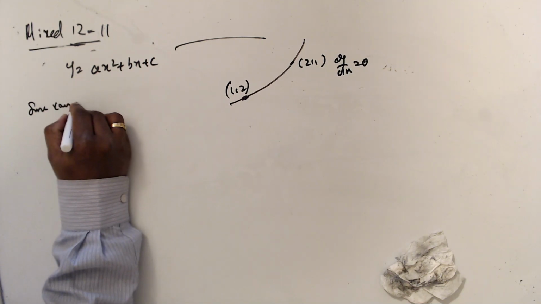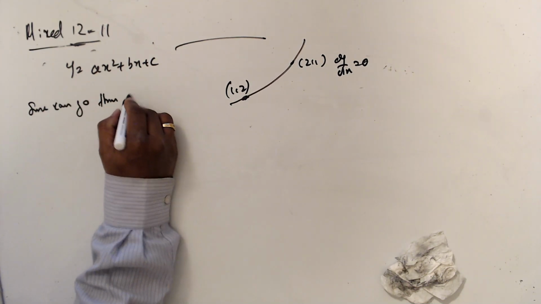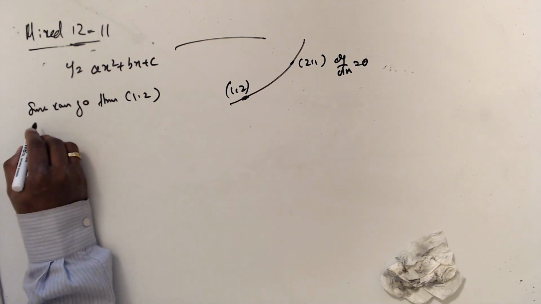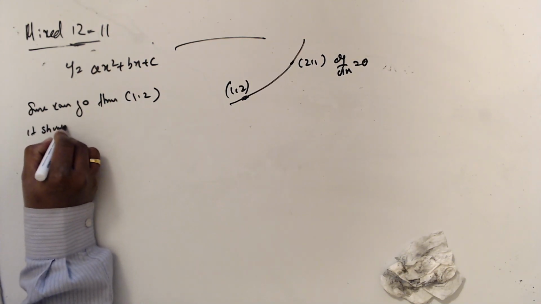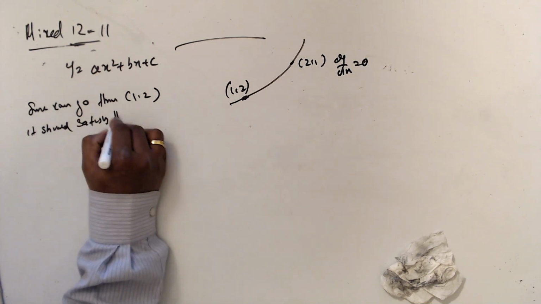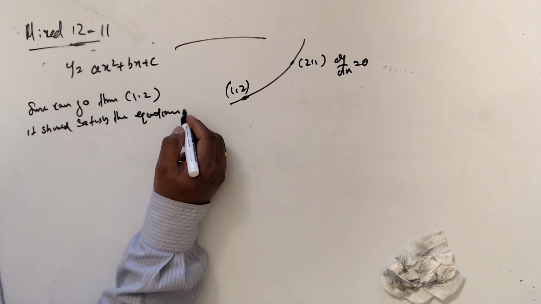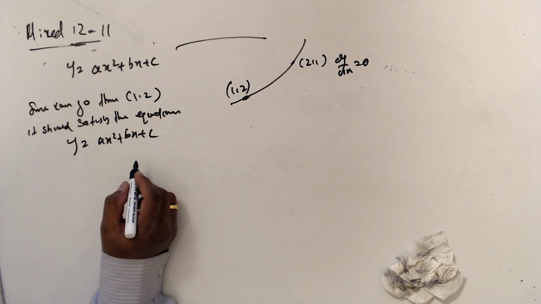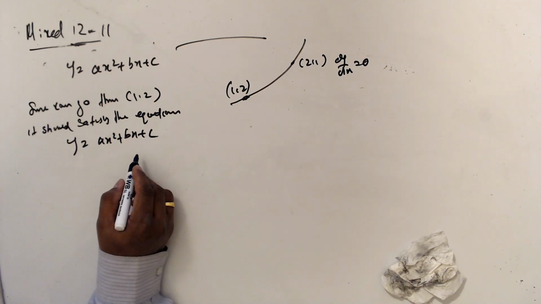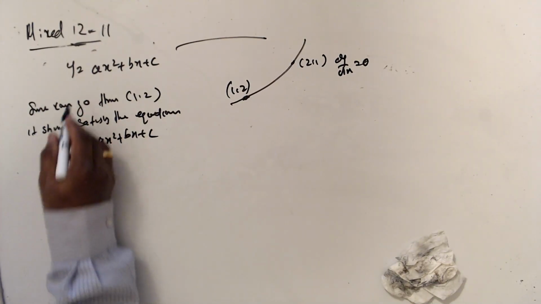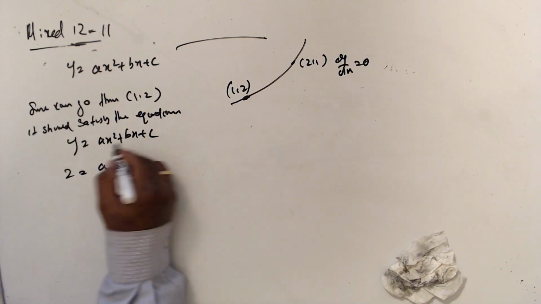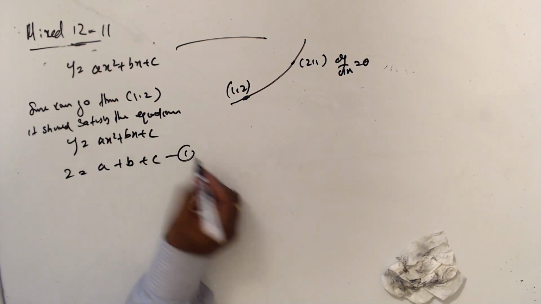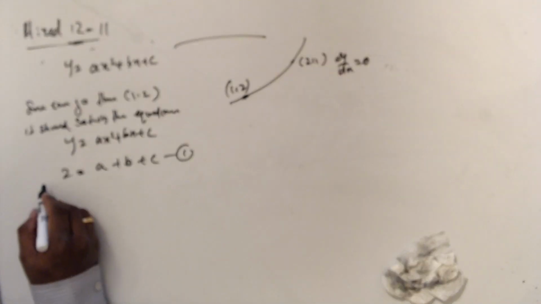Since the curve goes through (1, 2), it should satisfy the equation y equals ax squared plus bx plus c. It means left and right should be equal. So the y value is 2, a times 1 squared, b times 1, and c. So we have one relationship. And this is also going through (2, 1).